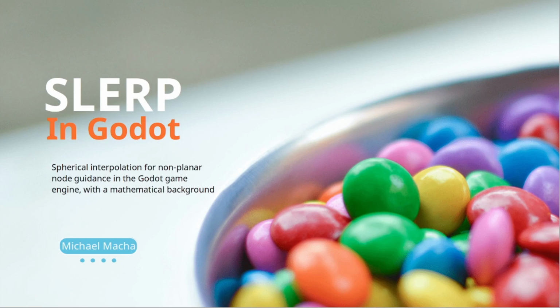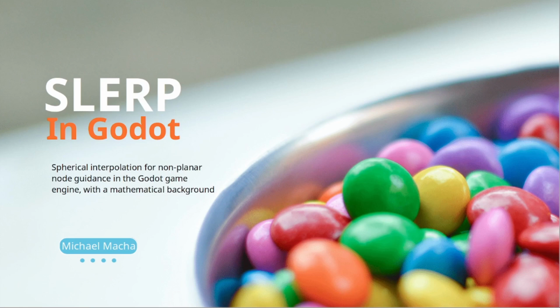So let's get started. Usually when you're interpolating between two things, you're using what's called a linear interpolation, which won't really do the job here. But let's break down what that means exactly to understand why spherical, or slurping, works better.